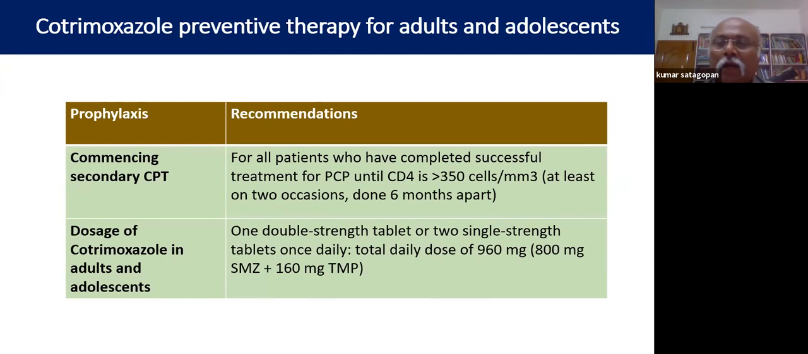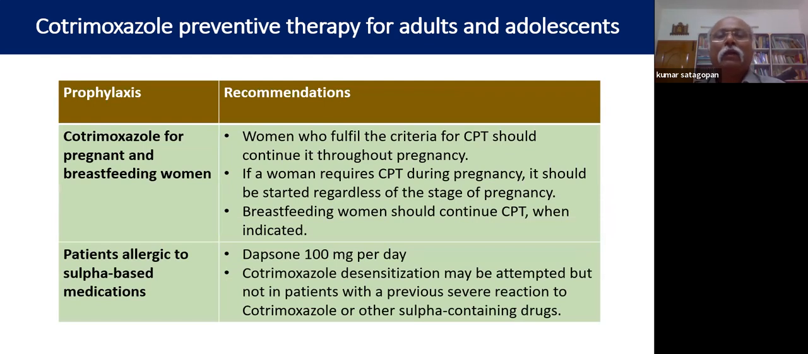Commencing secondary prophylaxis, having completed treatment, immediately you have to start them. Dosage of cotrimoxazole, 1 double strength tablet or 2 single strength tablets. We are continuing cotrimoxazole for pregnant and breastfeeding women, it can be continued. There is no toxicity. Breastfeeding women also should continue CPT.